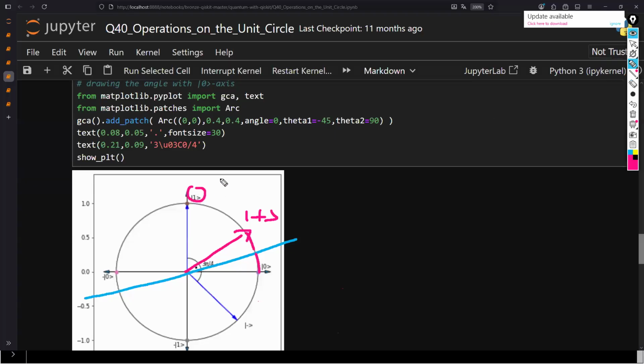If we start from the state 1, what do we get? Well, if we draw an arc that goes from state 1 and copy the length over to the other side, we land exactly here at the minus state.